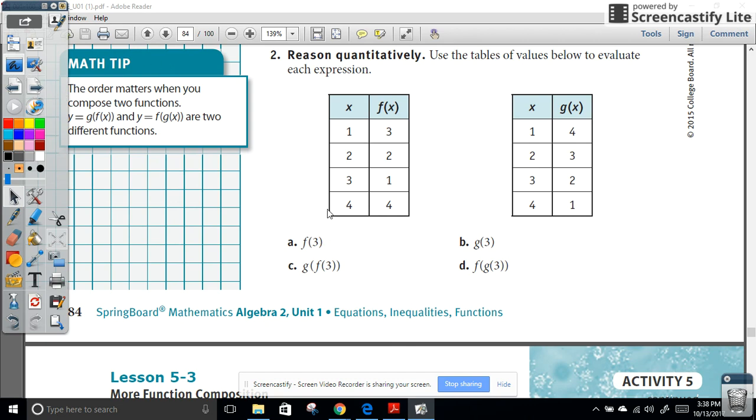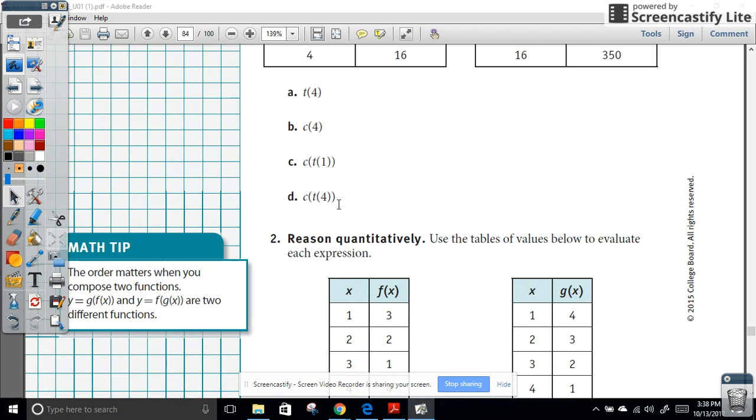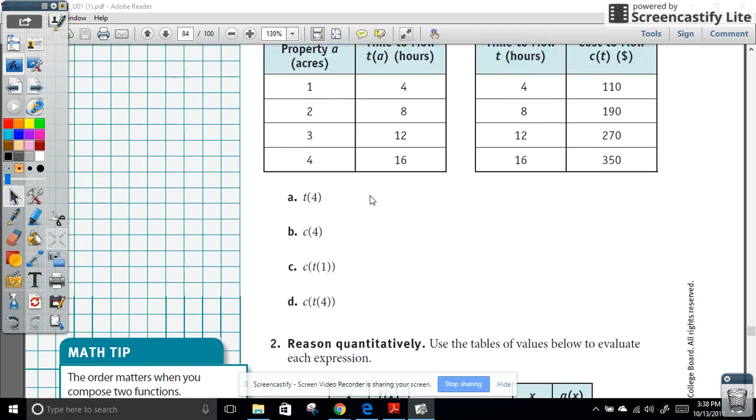Here we had, it's a different problem. So back to this one, we were doing time. Time for 4 acres was 16 hours. The cost for 4 hours was 110.